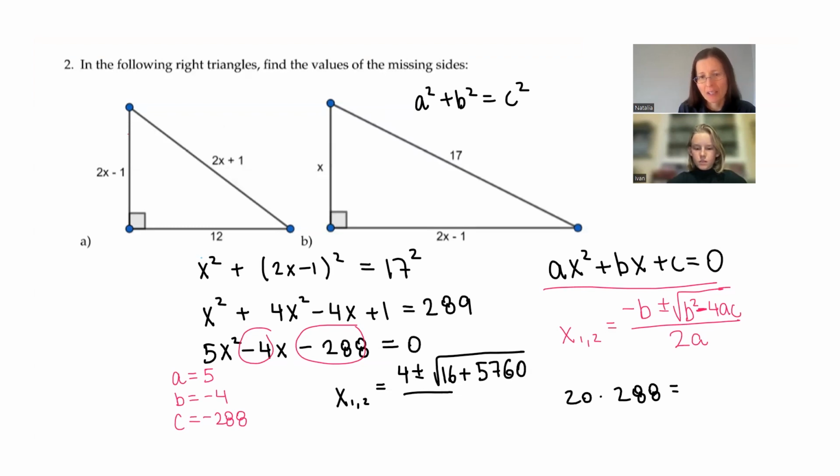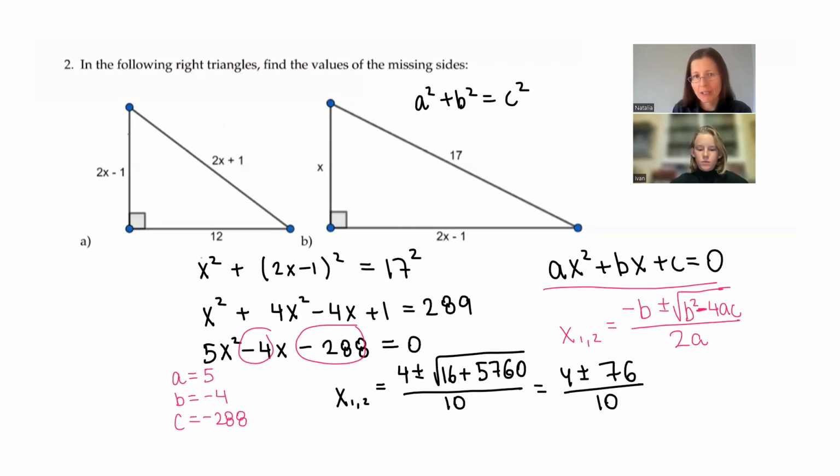5,760, and everything over 2 times 5, so over 10. All right. So 4 plus or minus the square root. And here, to find the square root without the calculator, that's a bit of work. We would need to split it into prime factors, or we can use the calculator if you have it. And the square root of 5,776 is equal to 76. So that's our expression for x.